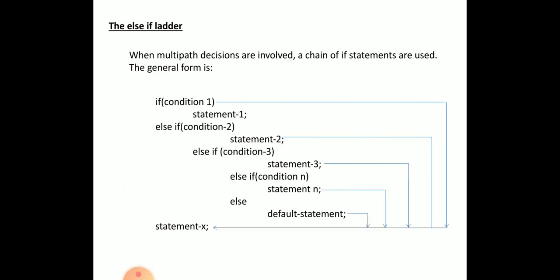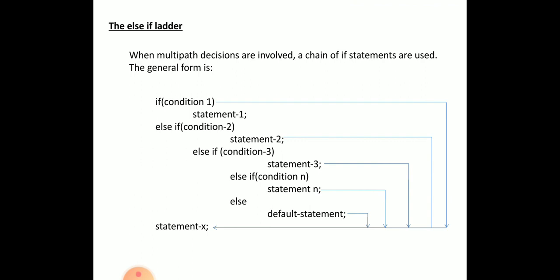Let's move on to the other topic, a further enhancement of the if else and nested if else statements, that is the else if ladder. In some cases we may have to use multi-path decisions in our programs. The multi-path decision is a chain of if statements. In that, the statement associated with each else statement is an if statement. So this is the multi-path decision.